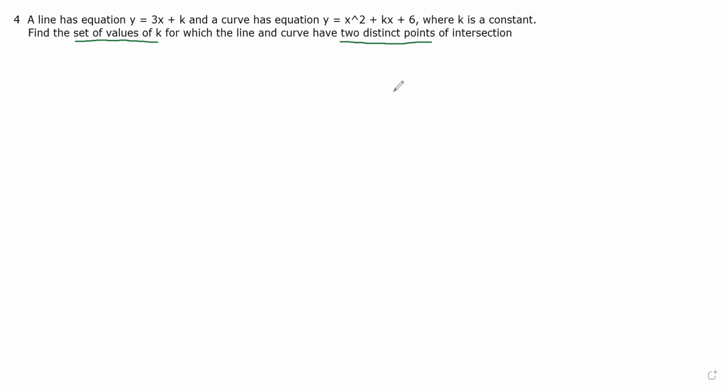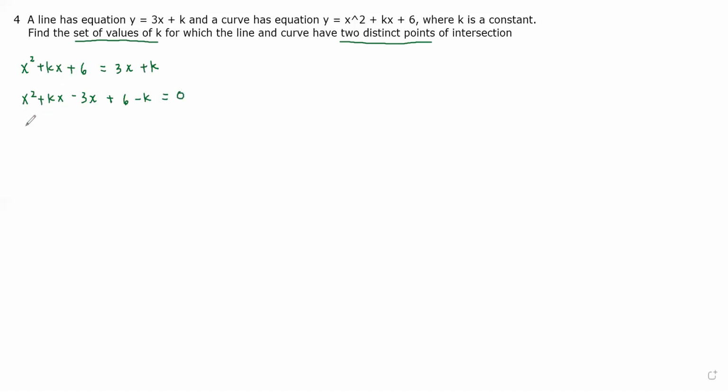If the line intersects the curve, there are common x and y coordinates. So we equate the equation of the line and the equation of the curve. x squared plus kx plus 6 equals 3x plus k. Now move everything over to the left: x squared plus kx, and when you move 3x, we have negative 3x plus 6 minus k equals 0.